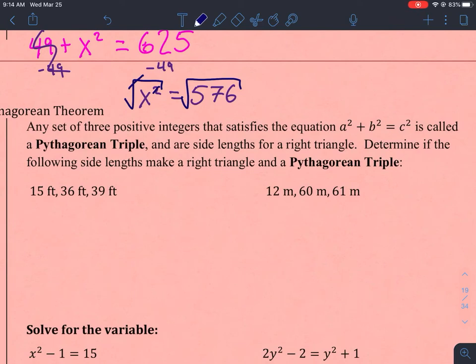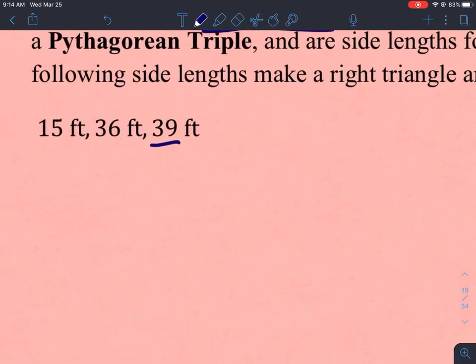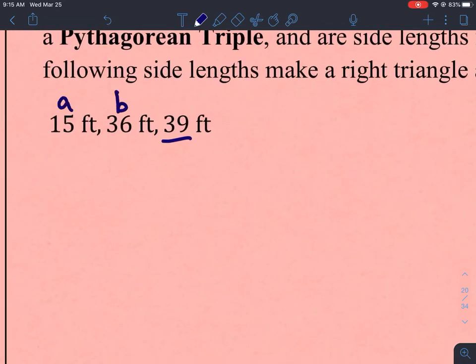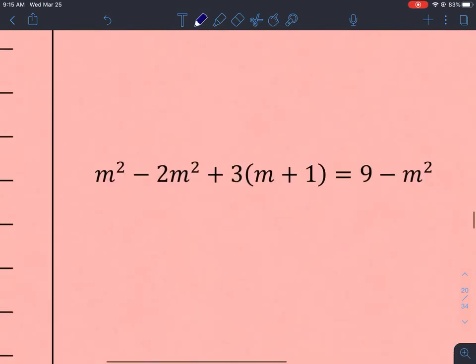Last piece of the puzzle here with the Pythagorean theorem is a Pythagorean triple. It's any set of 3 positive integers that satisfy this one. Now, when you look at these, a squared plus b squared equals c squared. Remember, your hypotenuse is always going to be the biggest side. So what you're doing with these is plugging these in. You can call this a, you can call this b. Doesn't matter which one is which, but c needs to be the longest side.